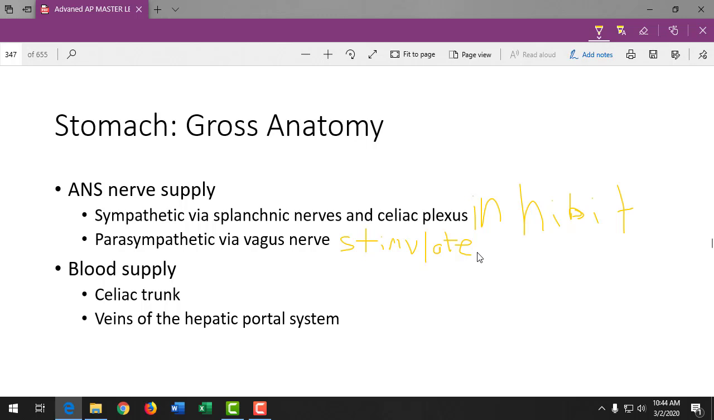So anyway, that will stimulate via the vagus nerve. Remember, that's the nerve that kind of dominates the parasympathetic nervous system, controls the heart, the GI tract.